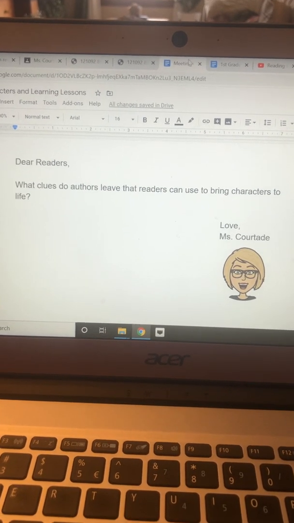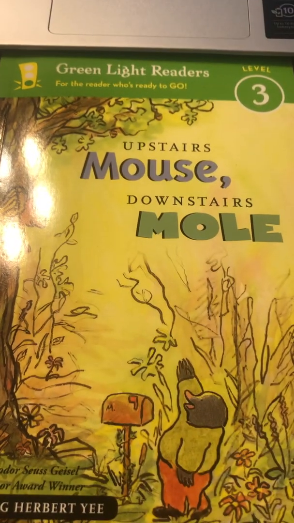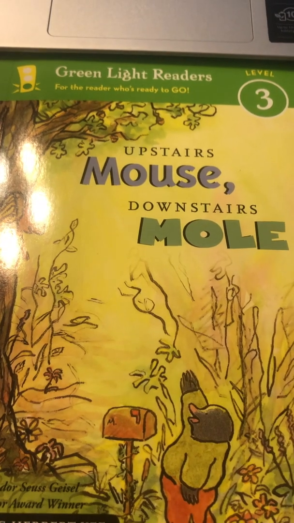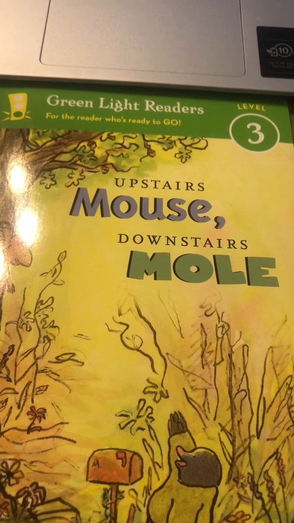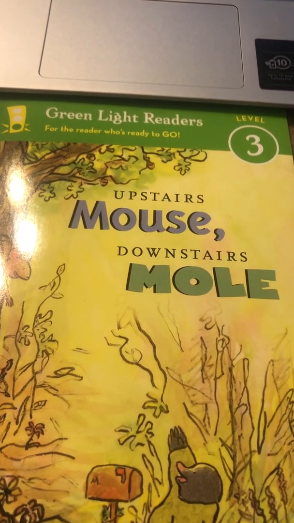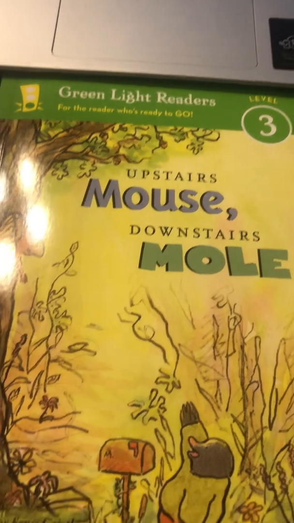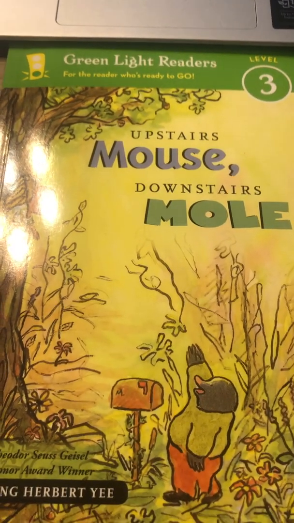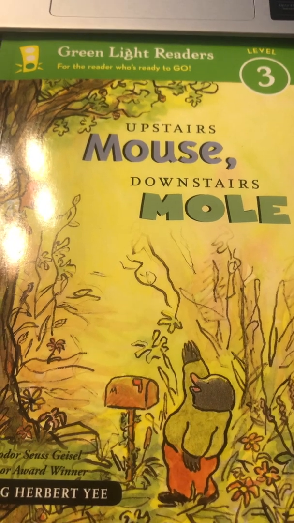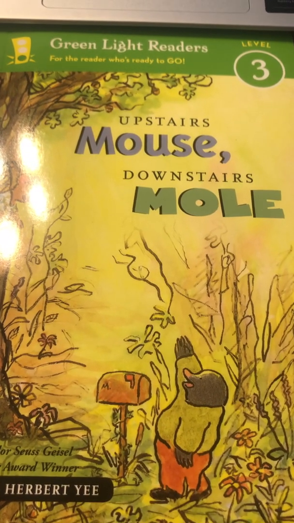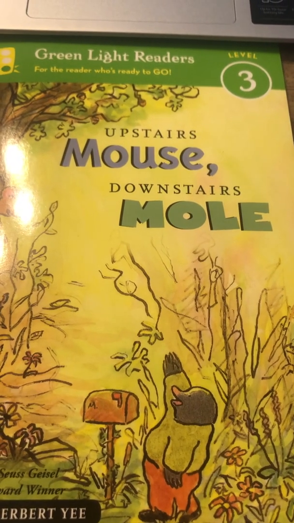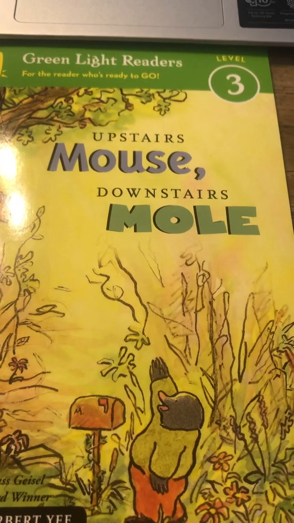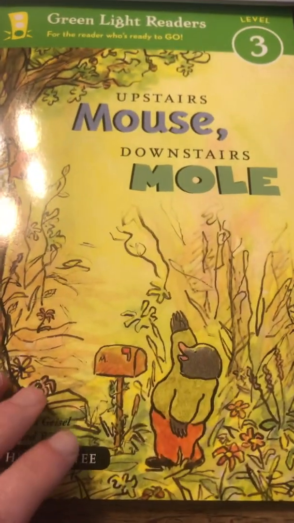Can you help me figure out what these clues are? So we're going to work together. We're going to read Upstairs Mouse, Downstairs Mole. And as we read, we want to investigate what clues the author leaves. What kind of things help the reader know how the story should be read? Now, if you have a piece of paper and a pencil nearby, when I'm reading, I want you to write down any clues that you notice that the author uses in writing the book to let us know how the character is feeling.